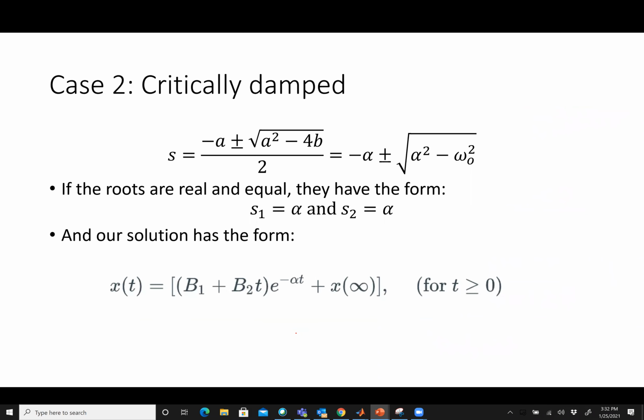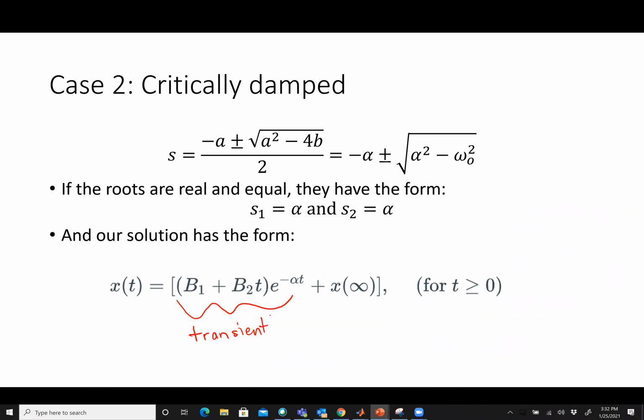Now, the next situation I get into is if the roots are real and equal. We call that critically damped. In that case, the solution has the form here. I still have two unknown coefficients. This guy here is my transient response.